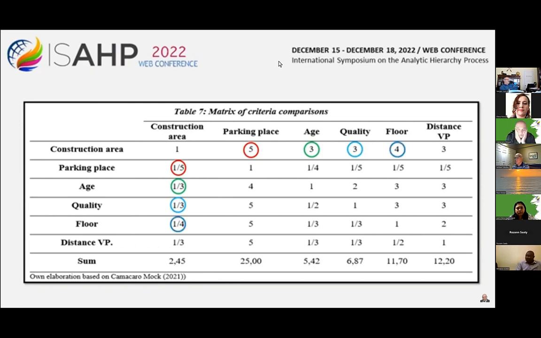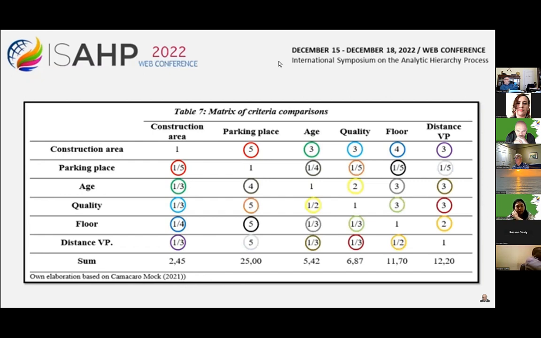For the distance to the valorizing pole, it considered that the building area variable is little more important, the value 3 was entered and the calculation of its reciprocal. Thus, the totality of the values of the elements of the criteria comparison matrix was completed. For the purposes of normalization, the columns of the criteria are added together.